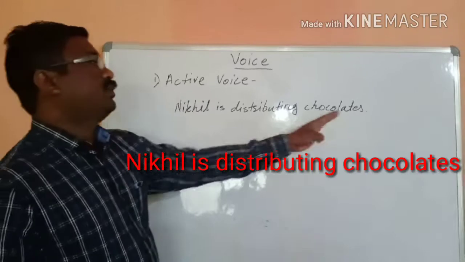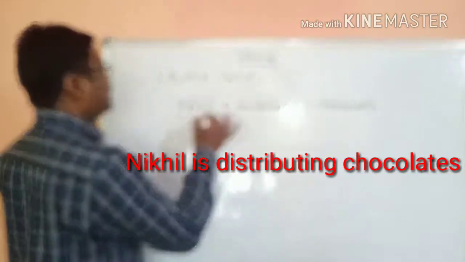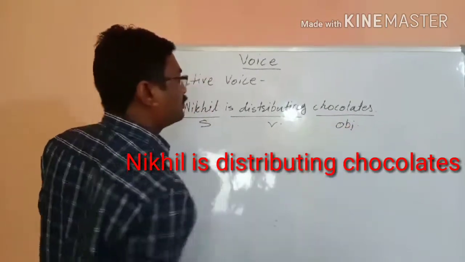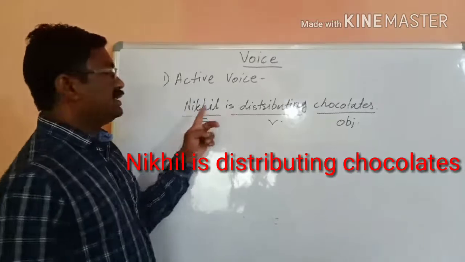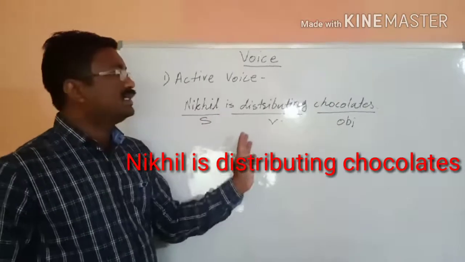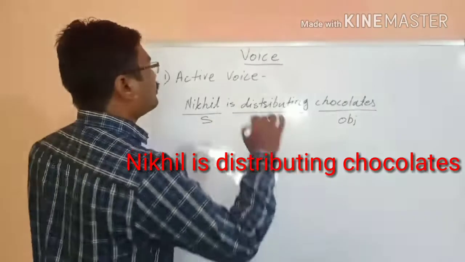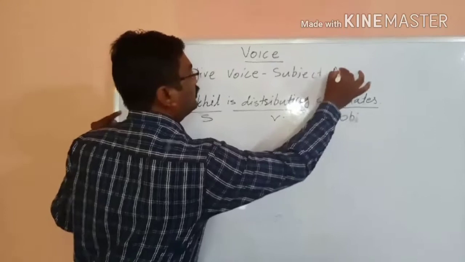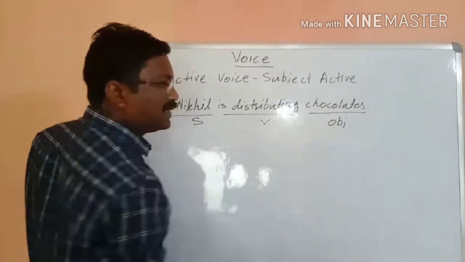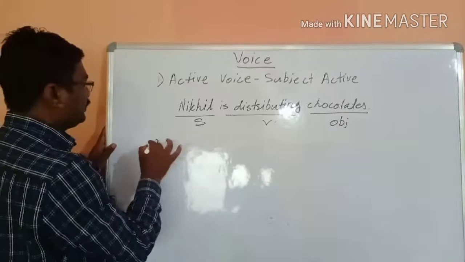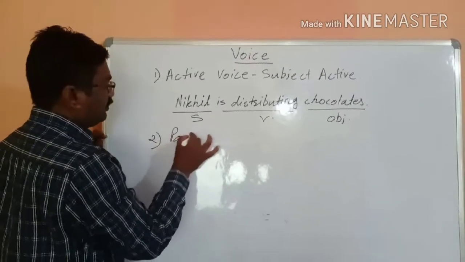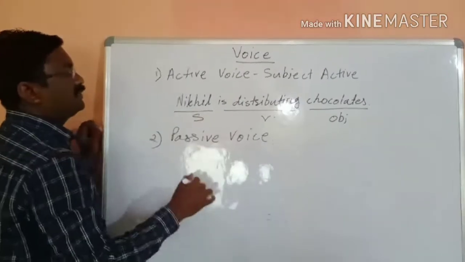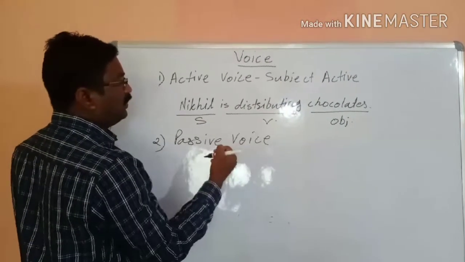Nikhil is distributing chocolates. Here Nikhil is subject, this is verb, and chocolates is object. Okay, so Nikhil is active here. Nikhil is doing work in this sentence. So here the subject is active. I will give you definitions also. In the second sentence you will see passive voice. What is passive voice? That one we will see. The same sentence we are going to change into passive.